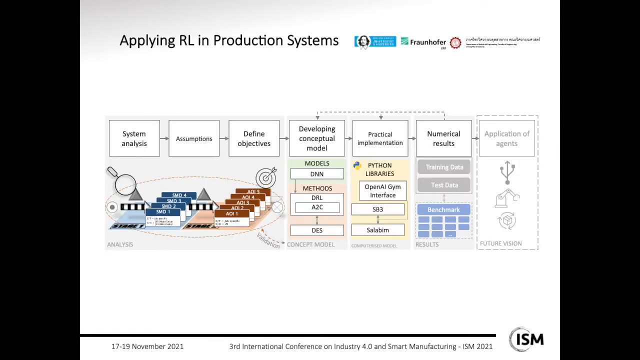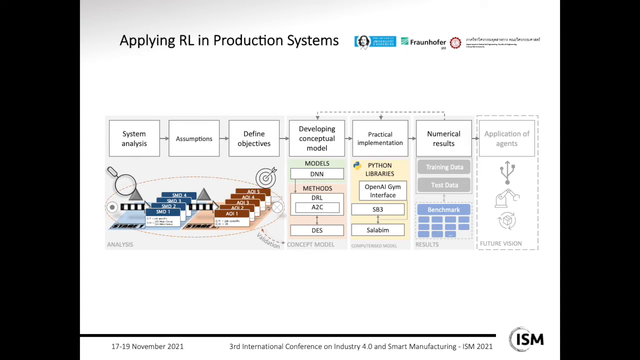Based on this information, we developed a procedure model of applying reinforcement learning in production systems. Therefore, we perform a system analysis of our physical system, and to transform this into a model, we need to define certain assumptions, as well as the objectives that we want to achieve with this optimization problem.